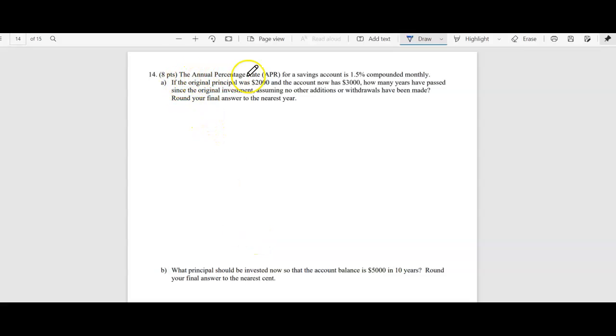Okay, annual percentage rate problem, savings account, compounded monthly. If the original principal was 2,000 and the account is now 3,000, how many years have passed? Okay, so we need to know the correct formula. To start off, A equals P times (1 plus r over n) to the power nt.